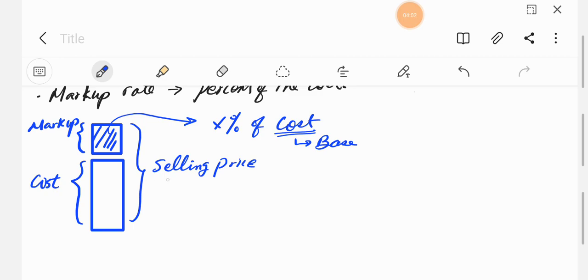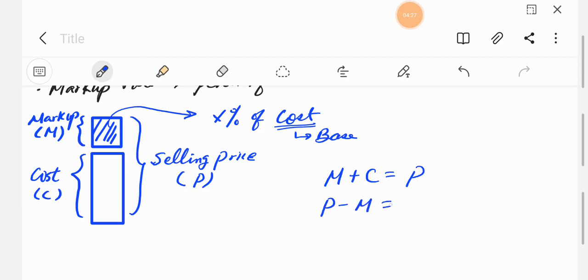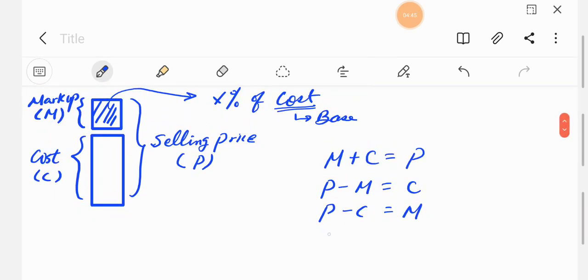All right, so the markup plus cost will be the selling price, and then selling price minus the markup will be the cost. Let's say the markup is M, the cost is C, and the selling price is P. So markup plus the cost will be the selling price, and the selling price minus the markup will be the cost, or the selling price minus the cost will be the markup. Simple. Also, the markup is X% of the cost, right?